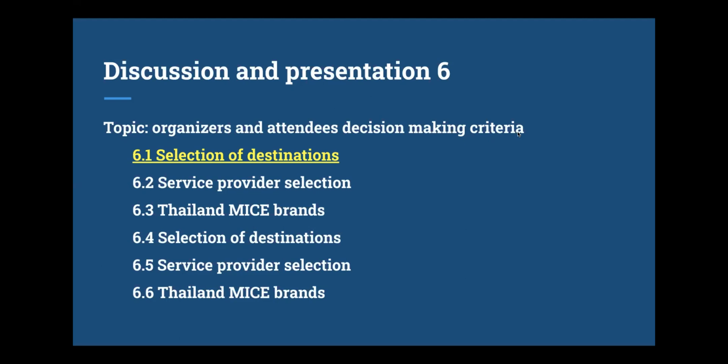Good, selection of destination. The key factor for selecting destination is accessibility. For any destination to be preferred, it has to be accessible and convenient. And another key factor is location attractiveness. It can be measured through scenery, culture, history, and architecture.